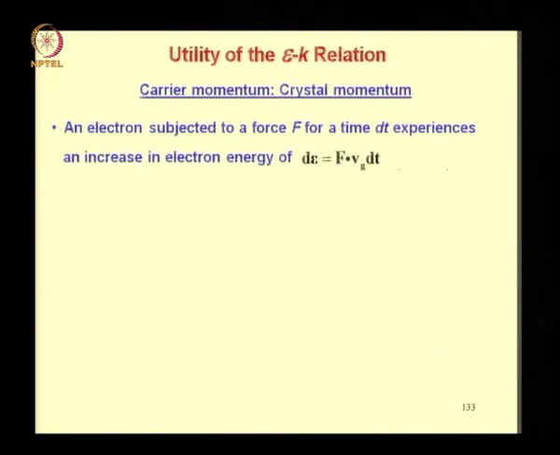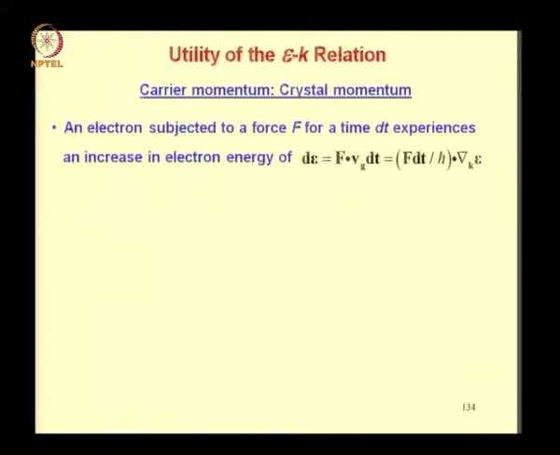So an electron subjected to a force F for a time dt experiences an increase in electron energy of dE equal to the force multiplied by the velocity. This is a dot product, because force and the velocity, which is the group velocity, are both vectors, and so you have to take a dot product multiplied by dt. So force into velocity is power, and when you multiply power by time, you get the energy. Now you can write this formula as F dt by h cross dot product of this with the gradient of the energy with respect to k, because just now we discussed the fact that the Vg is equal to 1 by h cross times gradient of E with respect to k.